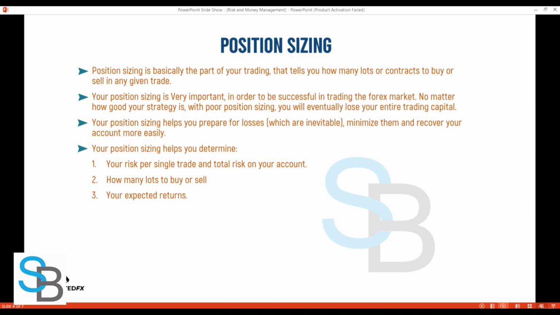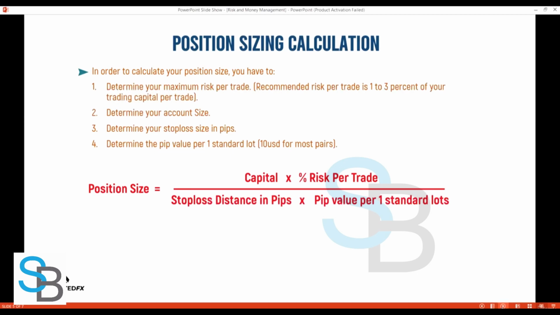So going to the next slide, we have what we call position size calculation, right? So how do we calculate our position size based on the amount or the percentage of our account which we are willing to risk? Okay, so in order to calculate your position size, you have to, one, determine your maximum risk per trade. Okay, you have to determine your maximum risk per trade. So how much are you risking per trade? How much do you intend to risk per trade?